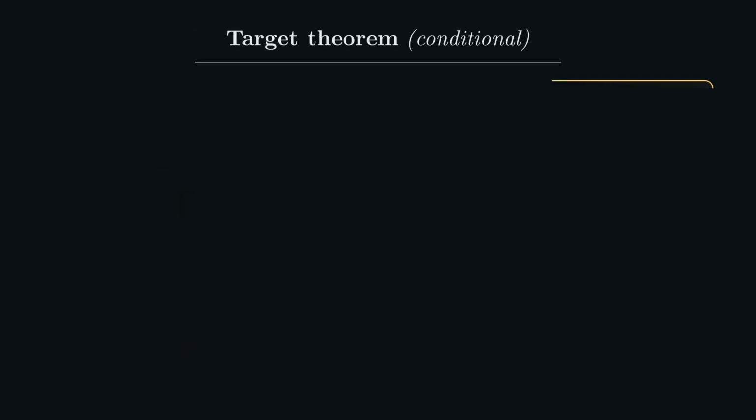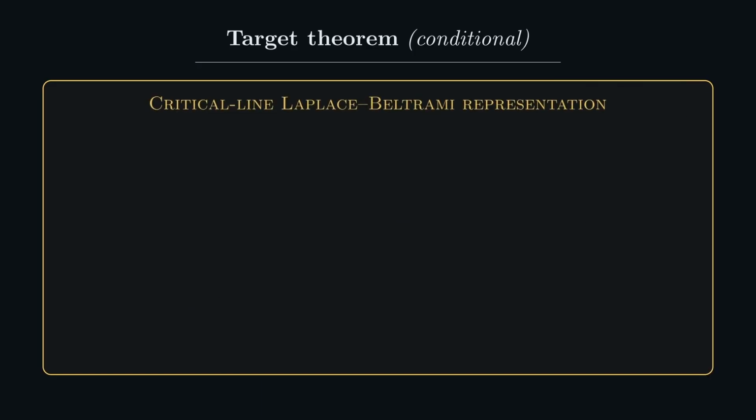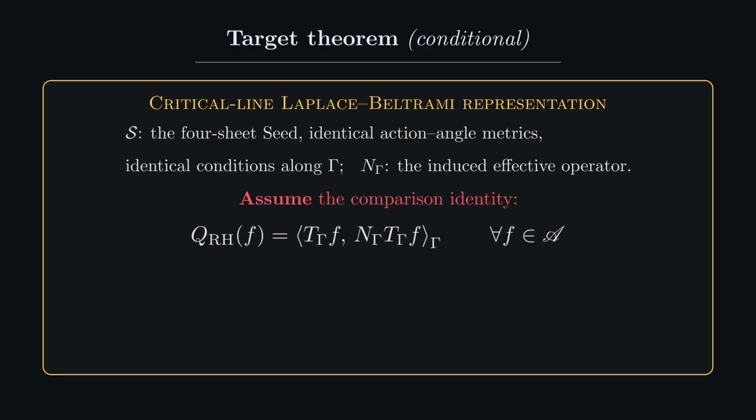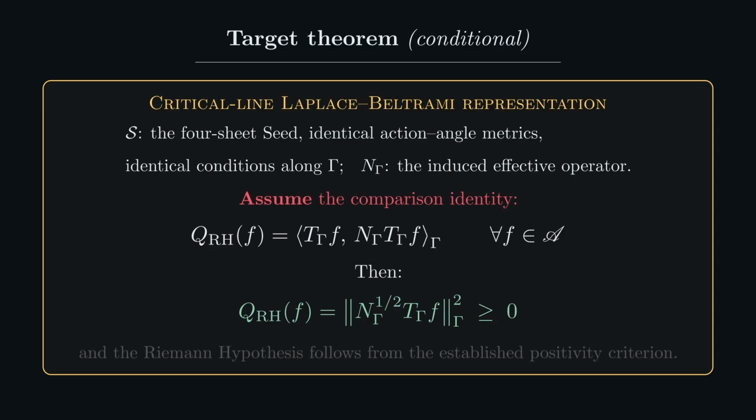And this target theorem is conditional, by the way. It's not unconditional at all at the moment. So, critical line Laplace-Beltrami representation. We have S, the 4-sheet seed, with identical action angle metrics and identical conditions along gamma, N sub gamma as the induced effective operator, and we're going to assume the comparison identity Q_RH of F equals that. Then Q_RH is positive definite, the positivity criterion.